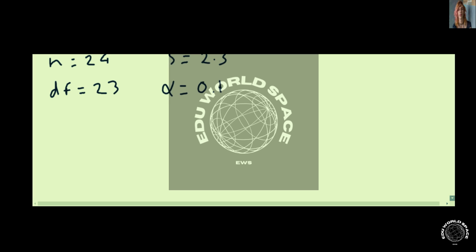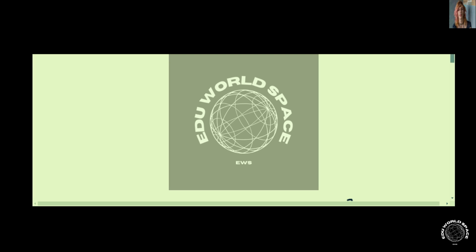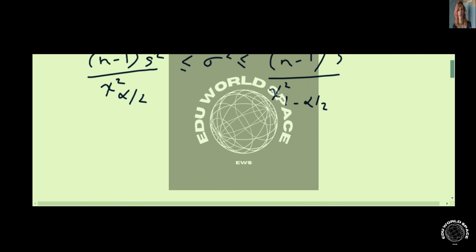Using these, now we find the two critical values from the chi-square table. Chi-square alpha by 2 becomes chi-square 0.05 with degrees of freedom 23. Checking the table, this value is 35.1725. Now, chi-square 1 minus alpha by 2 is chi-square 0.95 with degrees of freedom 23. Checking the table, this value is 13.0905. Now we have the two critical values we need.